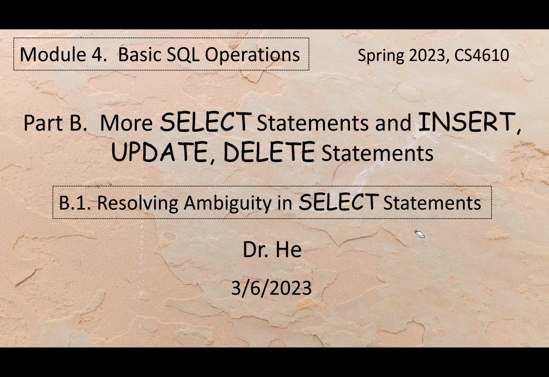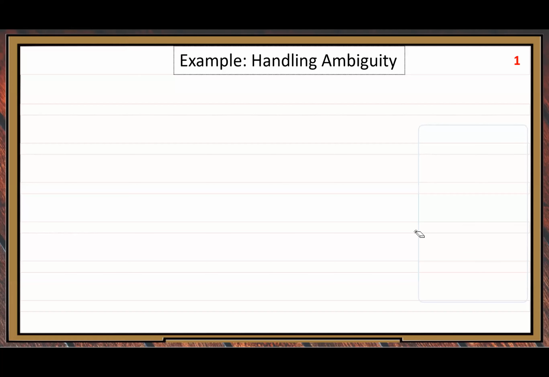B.1, resolving ambiguity in select statements. I mentioned this topic a little bit last time, the aliases. Today, let's take a closer look at this one and discuss a little more detail. First, let's look at a simple example.